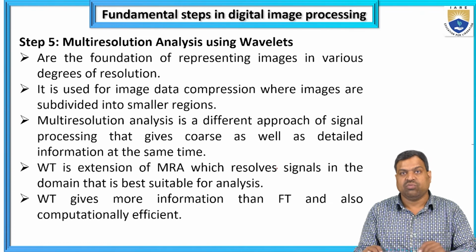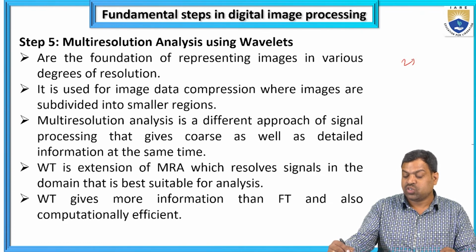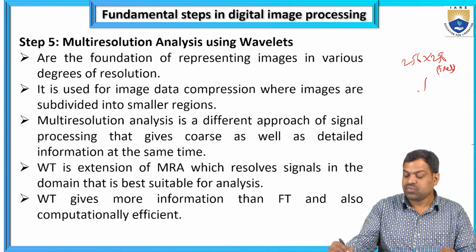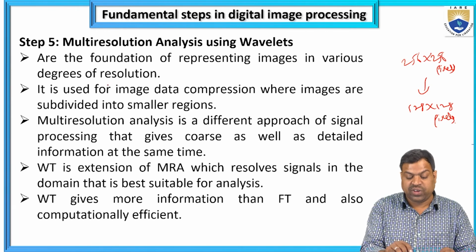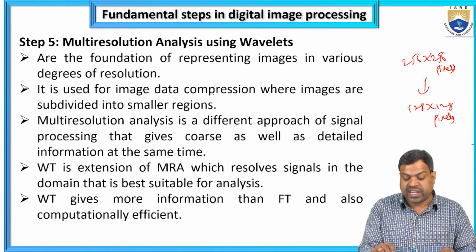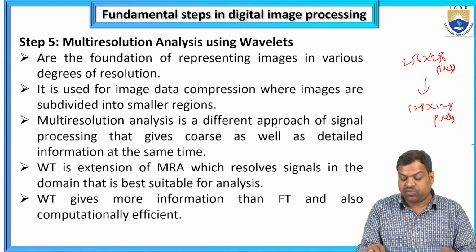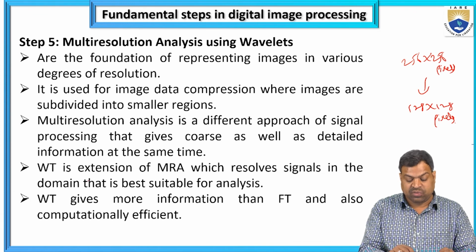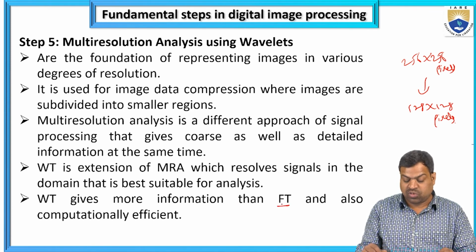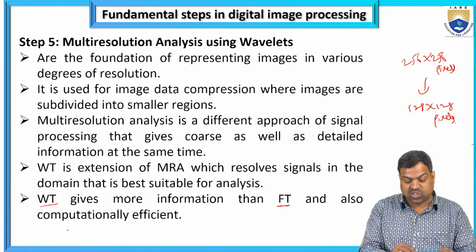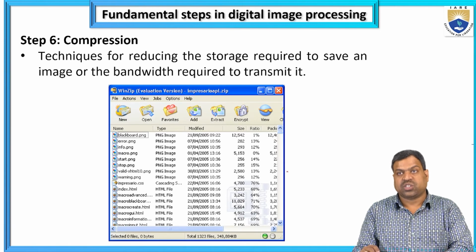Next, multi-resolution analysis using wavelets. So what is multi-resolution? Multi-resolution means 256 by 256 pixels are there, and I want to convert to 128 by 128 pixels. Multi-resolution is the foundation of representing images in various degrees of resolution. It is used for image data compression, where images are subdivided into smaller regions. Multi-resolution analysis is a different approach of signal processing that gives overall as well as detailed information at the same time. It is an extension of MRA, which resolves signals in the domain best suited for analysis. The wavelet transform gives more information than the Fourier transform and is also computationally efficient. It is a fundamental step in digital image processing.